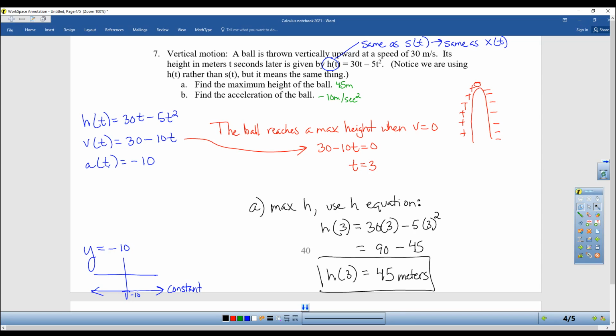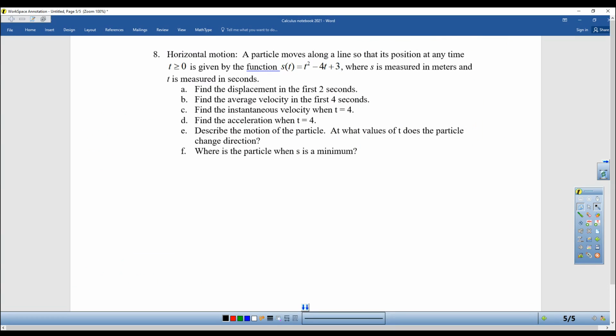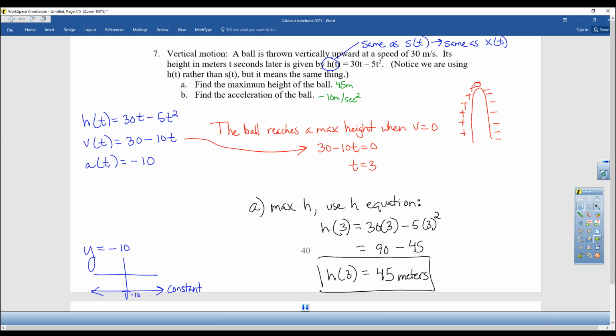I hope this is making some sense to you. We have one more. Horizontal motion. A particle moves along a line so that its position at any time t greater than 0 is given by this function. So I'm actually going to go back for a minute and just try and make some kind of clarification.